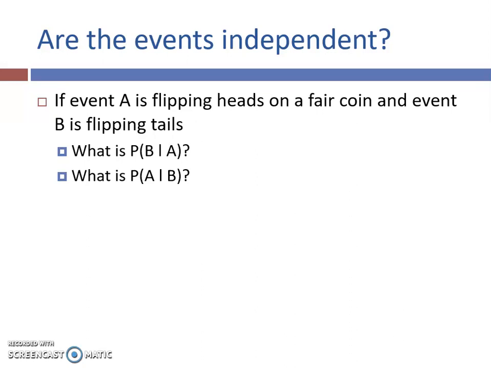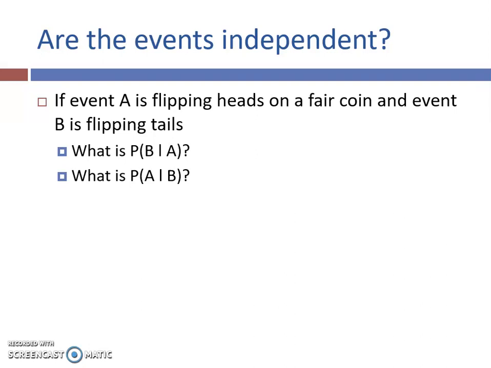Hey guys, we're back with the second video in our 5.3 section. In our last video we talked all about conditional probability. In this video we're going to talk about what makes events independent. So let's start off with an example.